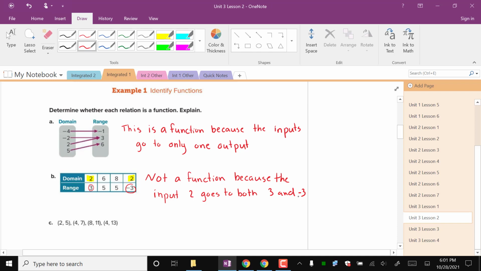Let's take a look at our next one. Our next one we have 2, 4, 8, and 4. So again, we have the 4 doubling up. We have a 4 here and we have a 4 here. If they go to the same output, then we're fine. But you'll notice one goes to a 7 and one goes to a 13. 13 is not 7, so not a function.